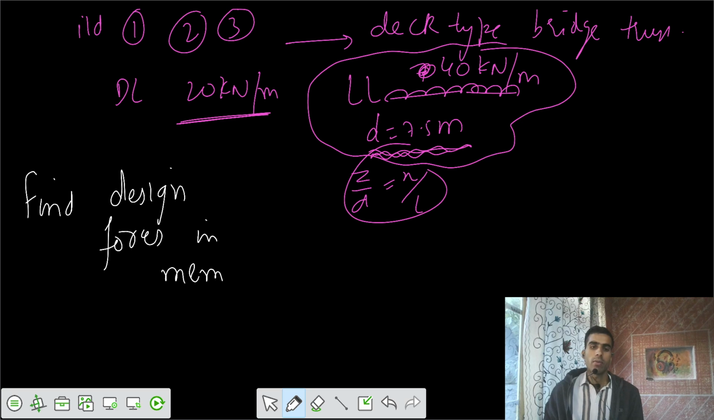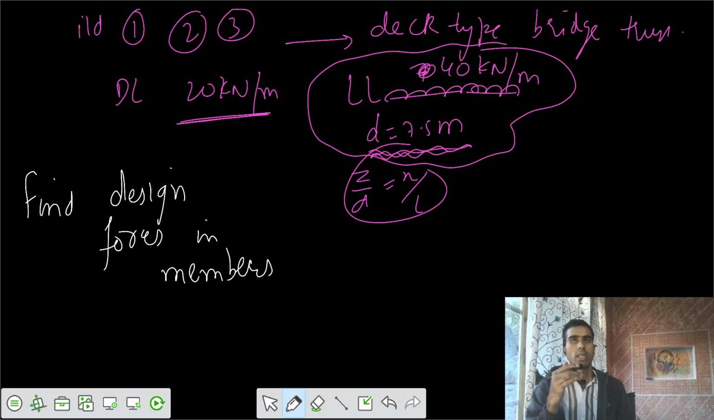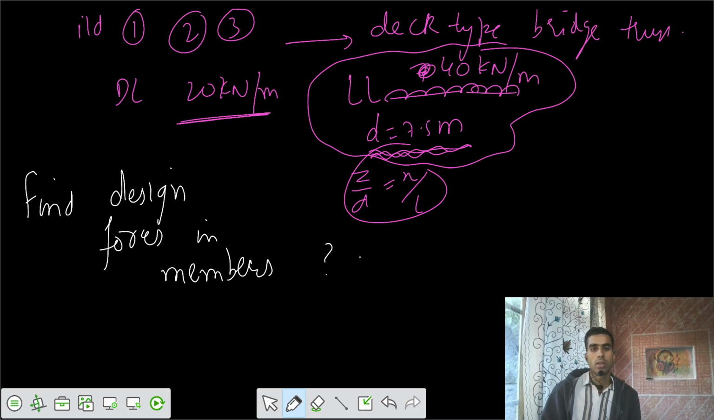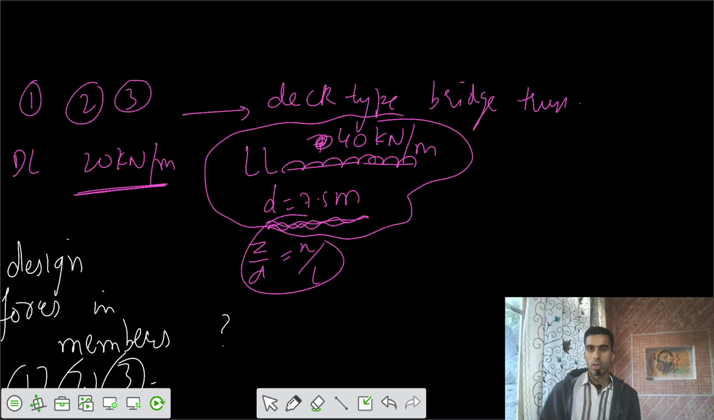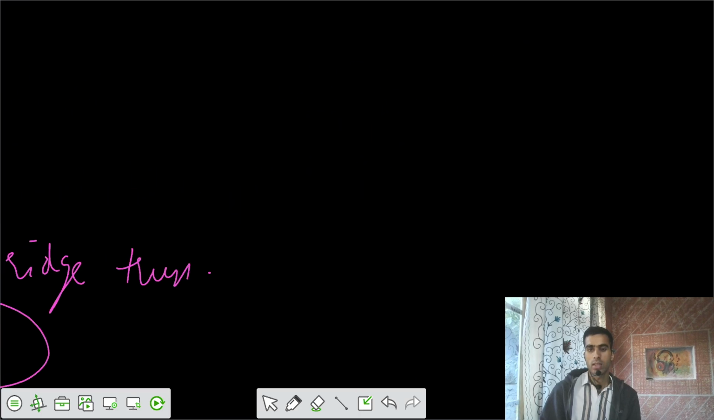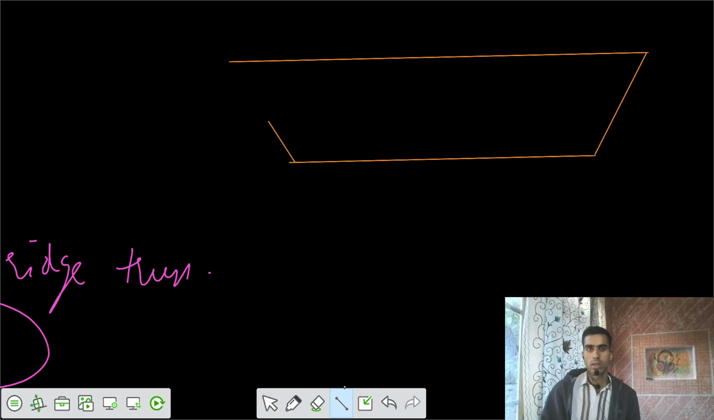Now we need to get the ILDs. Then after that we need to say where should we place the load such that we can get maximum force. After that we can say this is your design force in the member 1, 2, 3. Now if I take that truss, how the truss looks like, I would say the representation of the truss is in this way. 1, 2, 3, 4, 5, 6, 1, 2, 3, 4, 5, 6, 1, 2.